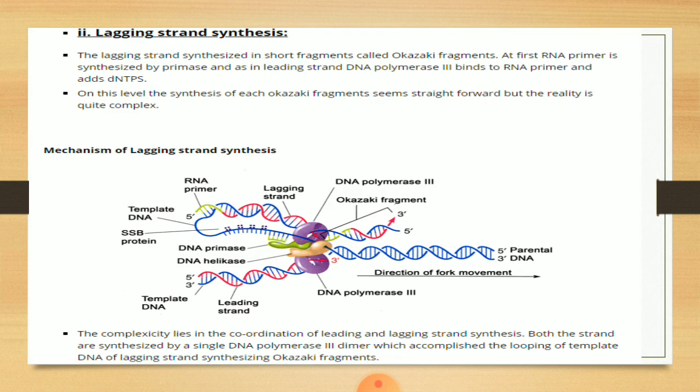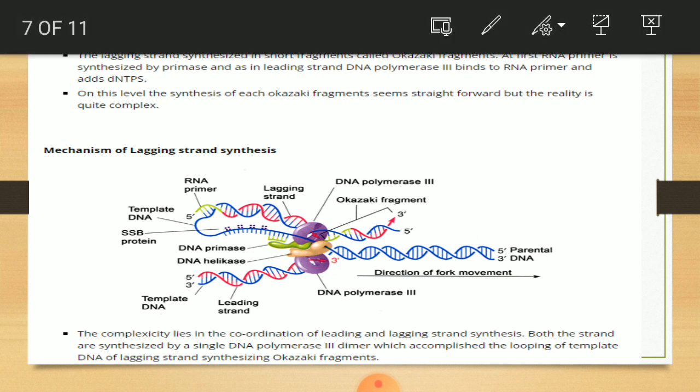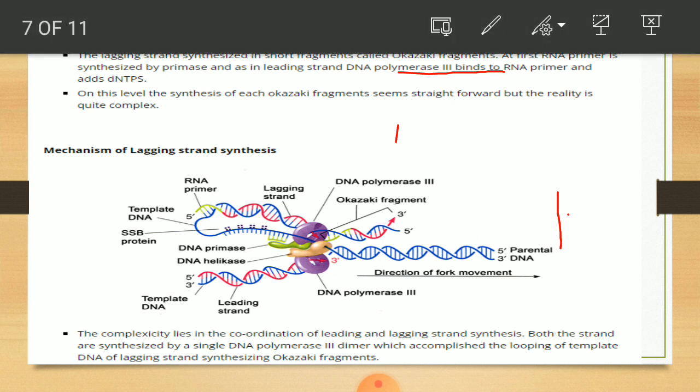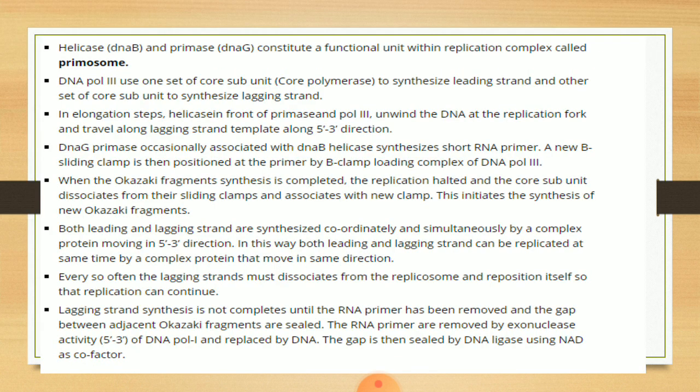The synthesis of the lagging strand is a complex process in which the DNA fragments are synthesized in the form of small Okazaki fragments. Initially, the first RNA primer is added, then it is recognized by DNA polymerase III enzyme, causing the elongation, and new dNTPs are also added. But it is a complex process. Both the leading and lagging strands are synthesized by the same DNA polymerase enzyme. So DNA polymerase is a complex enzyme.